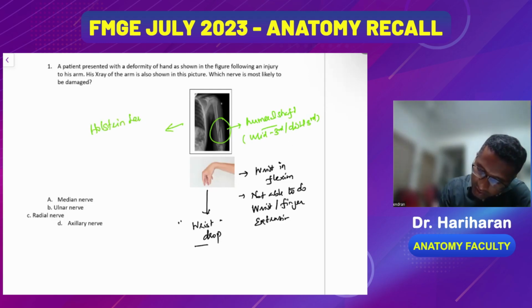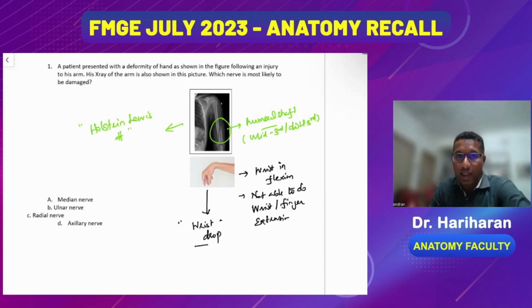Holstein-Lewis fracture. So what are these fractures called? These fractures are called Holstein-Lewis fracture. Very important, frequently asked question from orthopedics. Not related to anatomy, but from orthopedics, this question frequently comes. So what is this fracture? This fracture is called a Holstein-Lewis fracture.